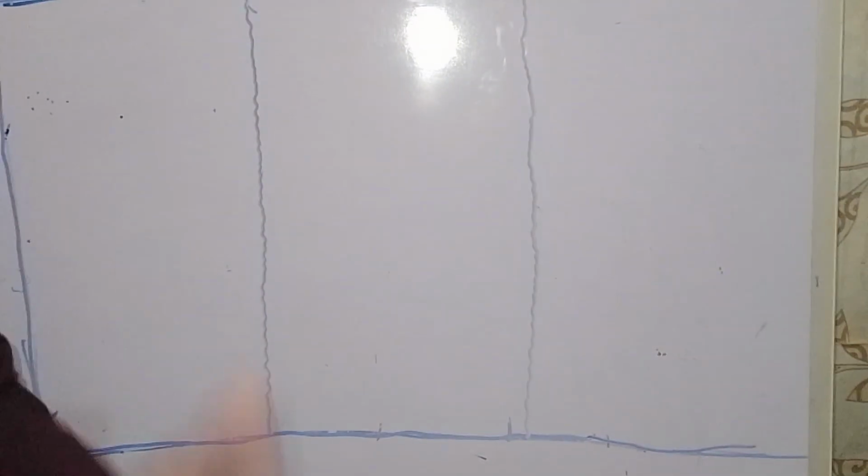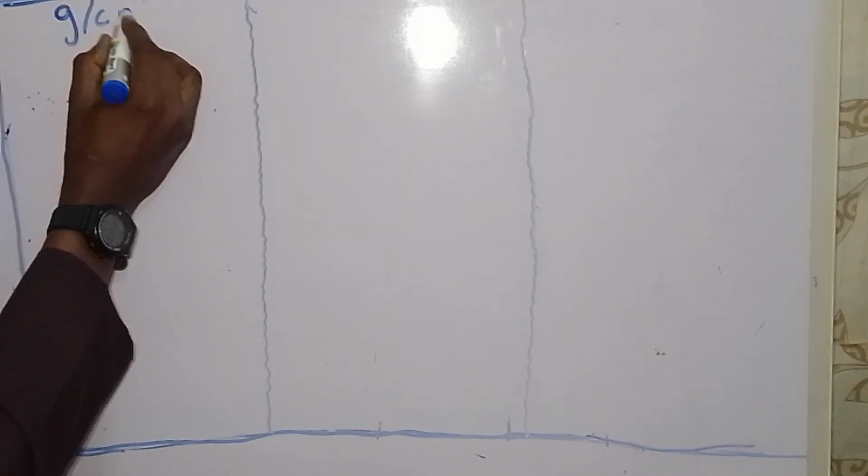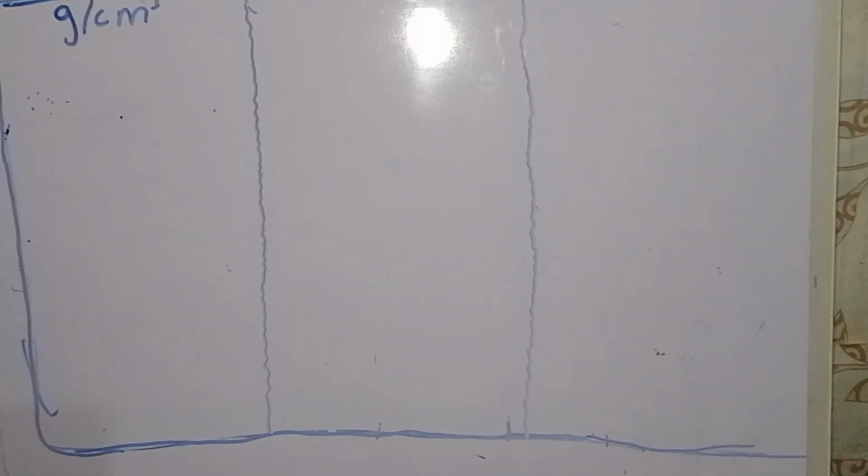So this question says that a wire of circular cross-section has a diameter of 2 mm and a length of 350 meters. If the mass of the wire is 6.82 kilogram, calculate the density in gram per centimeter cube. Gram per centimeter cube, put it in your head. This is very important.